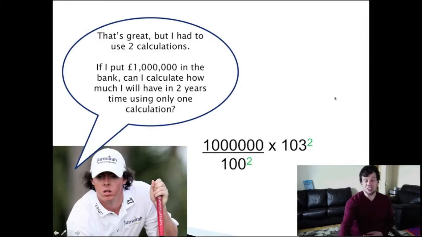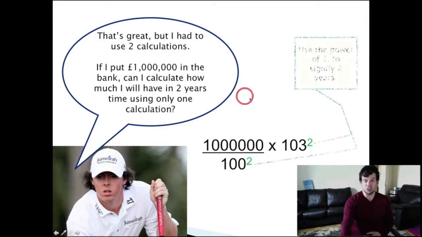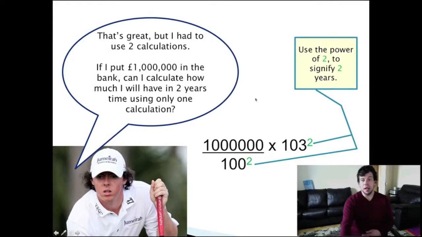Well, the calculation is very similar to what you had before, where you have the original amount of money, £1 million. You divide it by the 100% and multiply by the 103%, because the 103 represents 3 more than 100. But look, you've got to the power of 2, or squared, on both the percentages. That power of 2 signifies that we want to see how much money in 2 years' time.